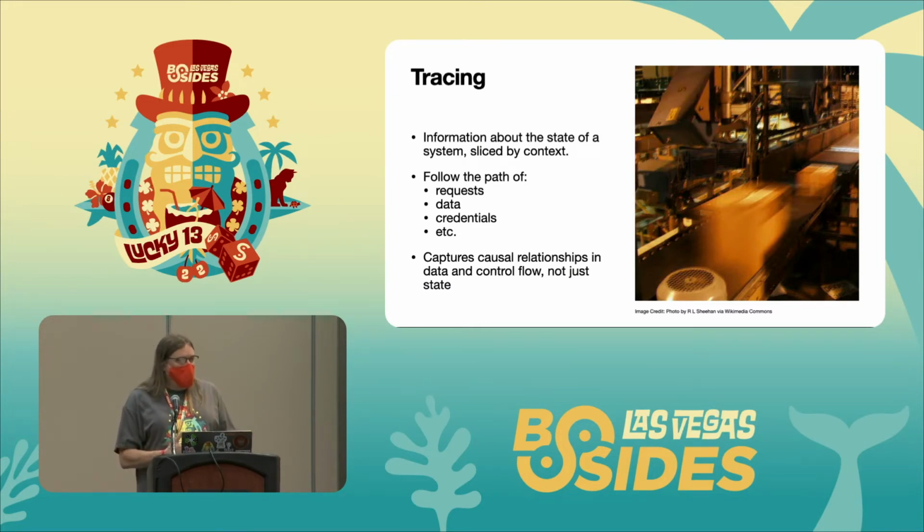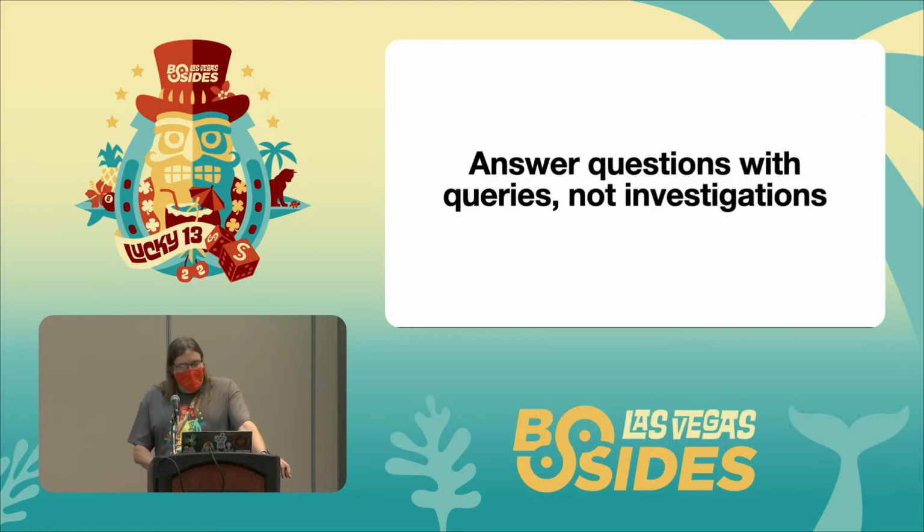This is useful for debugging. This is useful for troubleshooting problems that are happening right now. And these three pieces are usually called the three pillars of observability, or sometimes MELT, which is metrics, events, logs, and traces. You'll hear a lot about that. These are the basic pieces of it. And what all of this gives you when you combine all of these is something very important, which is you can start to answer questions about your system with queries rather than investigations.